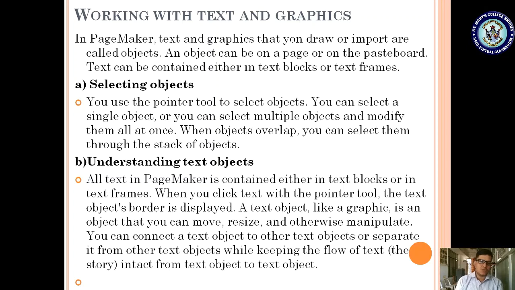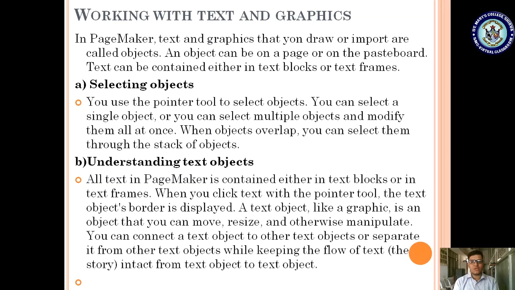Understanding text objects. Let us see how to understand a text object. All text in PageMaker is contained either in text blocks or in text frames. As we know, whatever text we have placed in PageMaker is in the form of text blocks or text frames. When you click text with the pointer tool, the text object border is displayed. So after typing or placing any text object, if you want to select it, you are supposed to use the pointer tool.